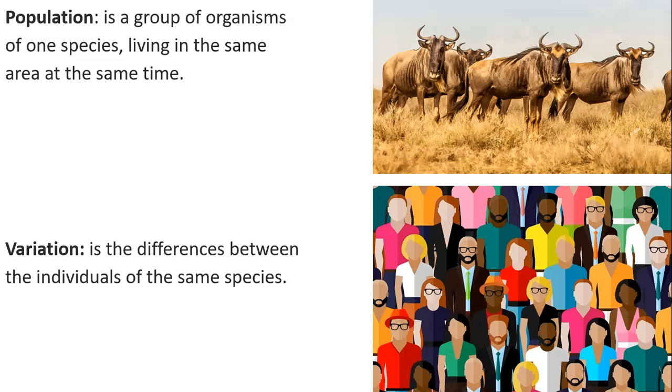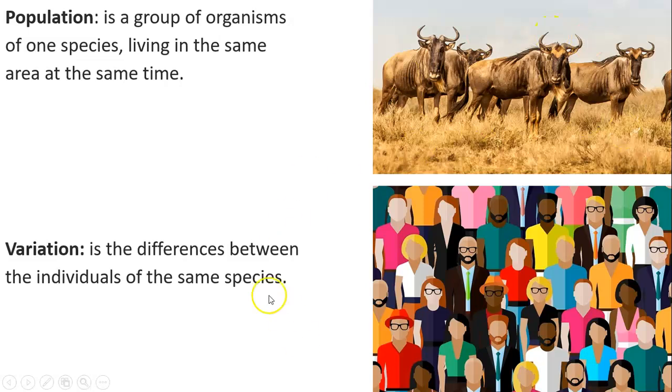What's variation then? Does having the same species, or belonging to the same species, mean that we are all exactly similar? Yes, we do have the same genes, but we have different alleles of those genes, or variations or forms of those genes. And this is what we call a variation. So variation, these are the differences between the individuals of the same species.